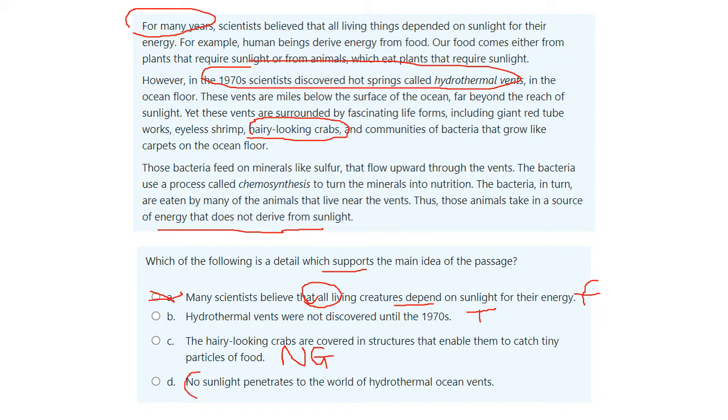D, no sunlight penetrates to the world of the hydrothermal ocean vents. So if there's no sunlight and there are animals, those animals cannot depend on the sunlight. So D would be the best answer.